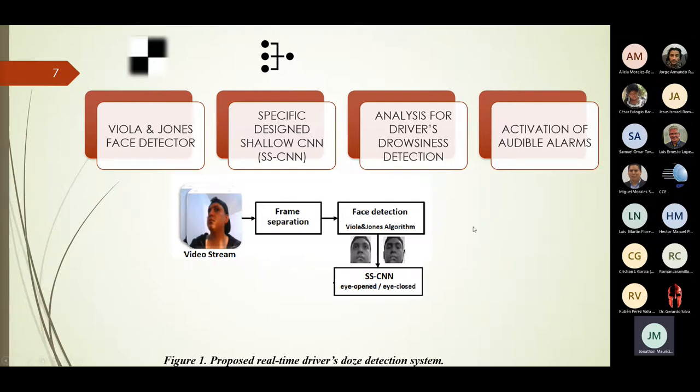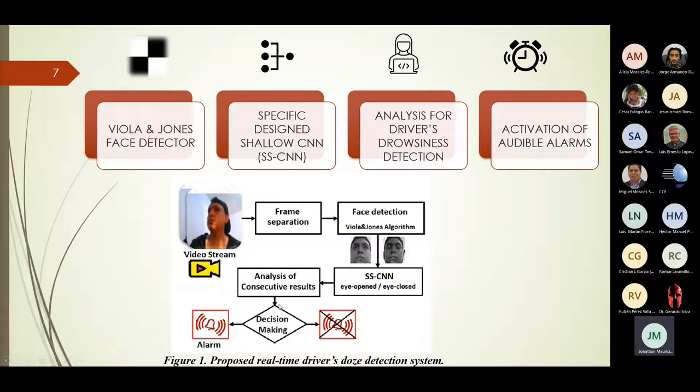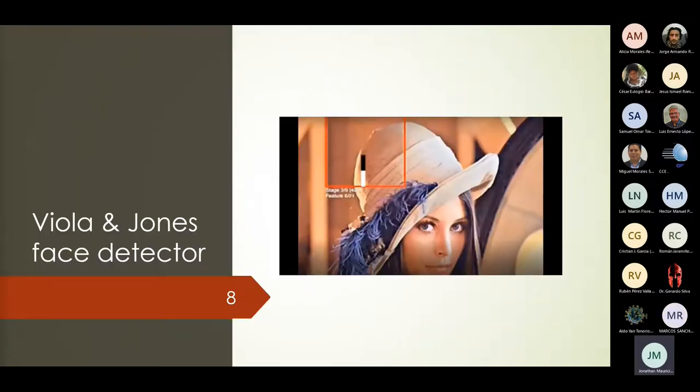or eyes closed. Okay, with the results that the neural network produced, the algorithm analyzes them and a decision is made, for example, to activate an audible alarm or continue running the algorithm. In summary, the whole algorithm is not very difficult to understand. In this slide we can see graphically the process that the Viola-Jones algorithm takes to detect the face region.